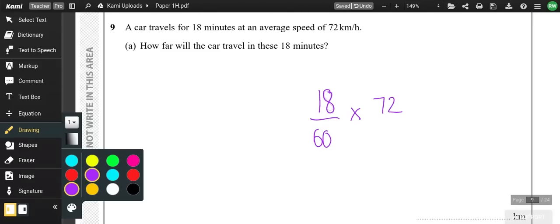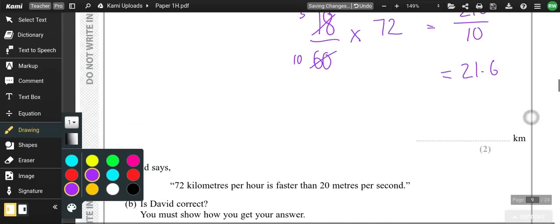So speed times time. 18 out of 60, if we cancel that down, is 3/10. So 3 times 72 is 216 over 10. That's 21.6 kilometers.